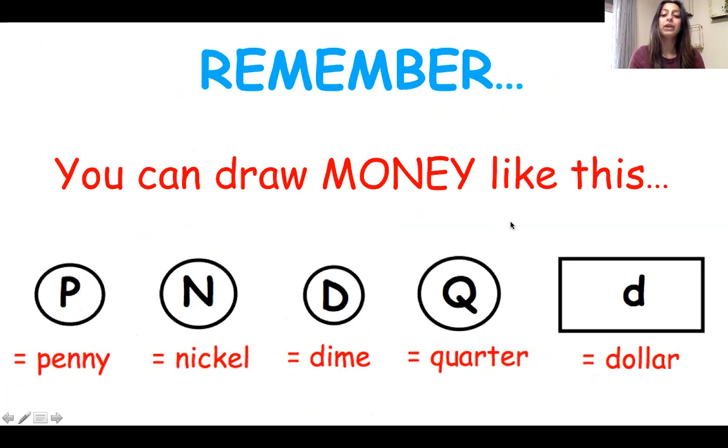And remember, we could draw money like this. So those of you at home that don't have real coins to use or haven't cut out coins that you've made, just grab a piece of paper and you can draw the coins and count underneath, as you follow along the video.